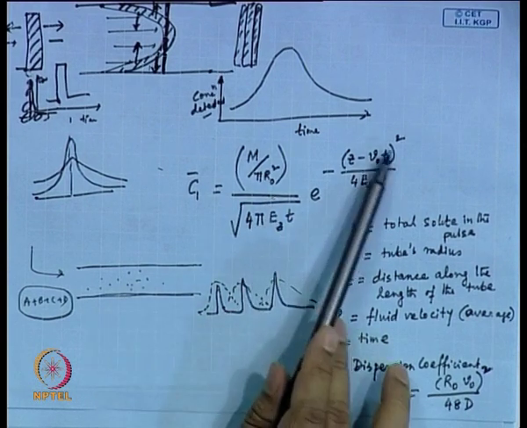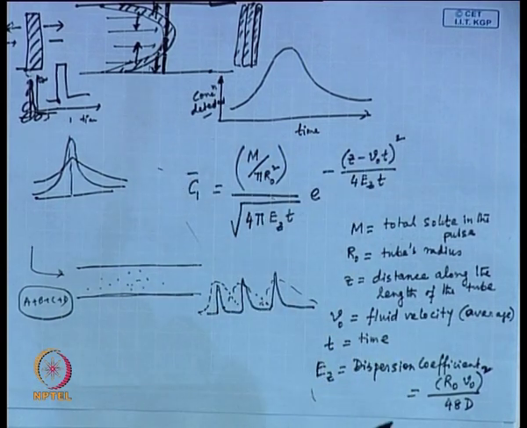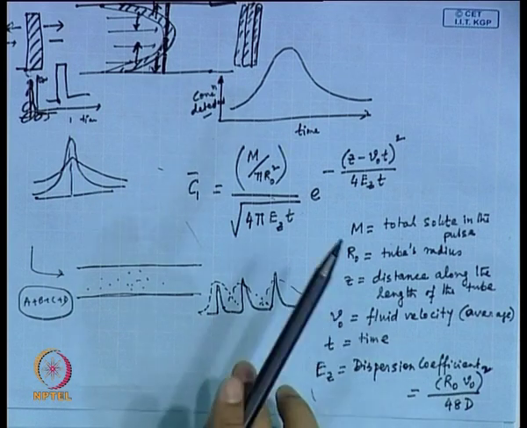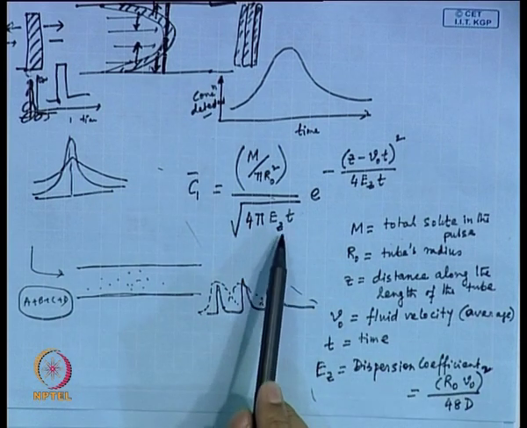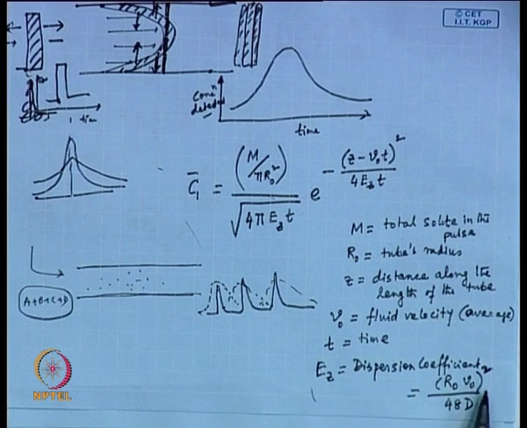Only thing is, this is a form we are already familiar with for a spot of tracer diffusing into an infinite medium. Only thing is, we are not familiar with this Ez term, and how we ended up with this Ez term, that is what we are curious about. Of course, you have to keep in mind that this Ez is R0 V0 square by 48D.